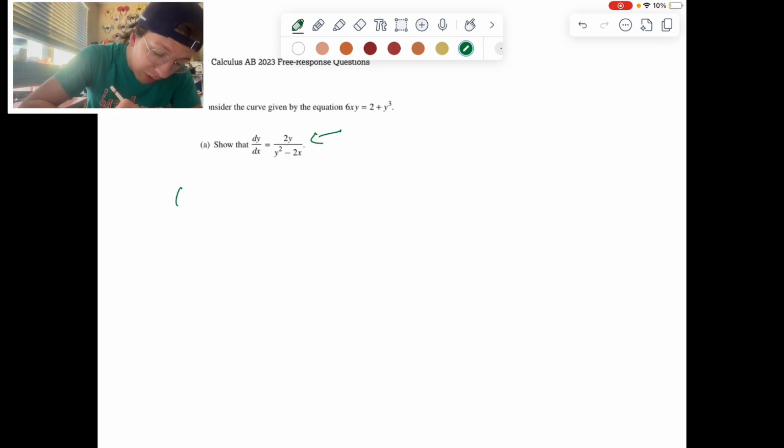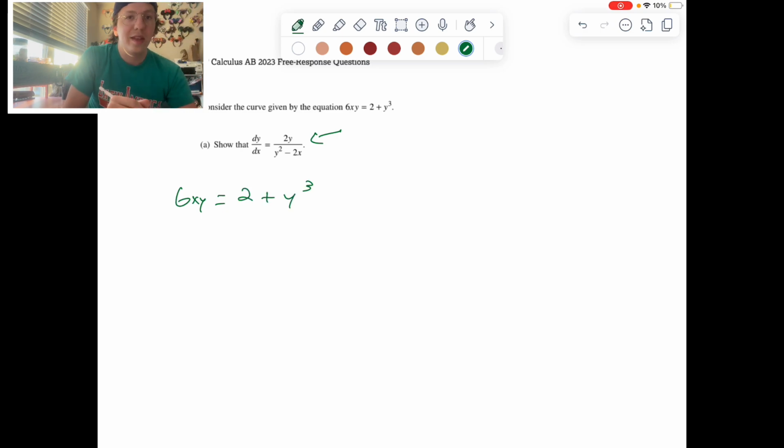So I'm going to start off by just writing down our curve, 6xy equals 2 plus y to the third. All right, so I have that 6x times y. That is some product rule business. My first function is going to be the 6x. My second function is going to be the y. So I take the derivative of the 6x. That would be 6. Keep the y the way it is, and I'm then going to add it to 6x, the normal first function, times the derivative of y with respect to x.